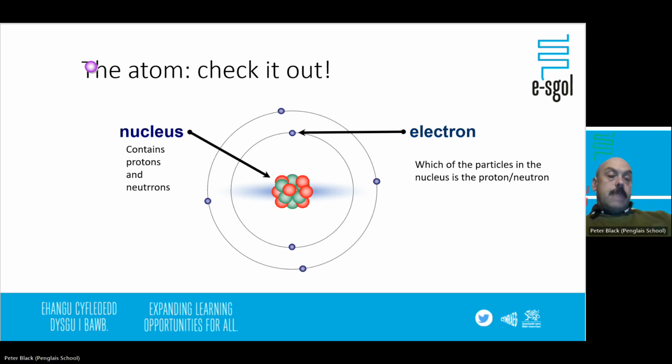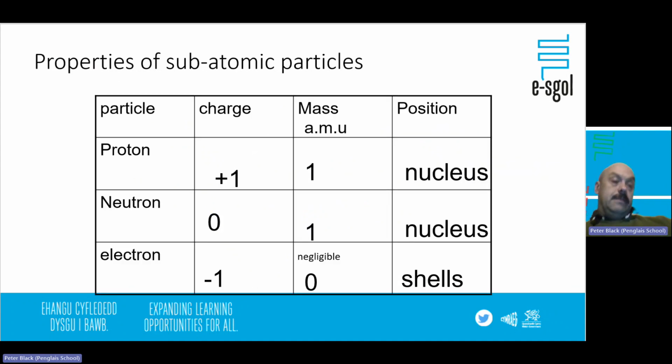Now, looking at our nucleus, we can see there are protons and neutrons. A good question for us to explore these particles is: which of these particles is the proton and which is the neutron, the red or the green? There are some things that are going to help us identify which is which, and that's knowing the charges that these particles have.